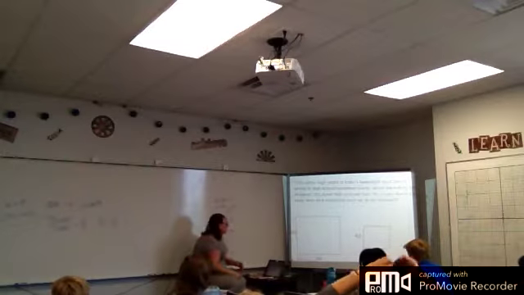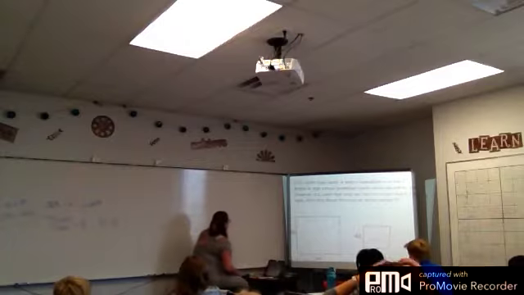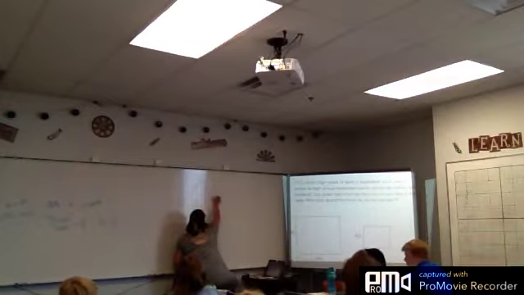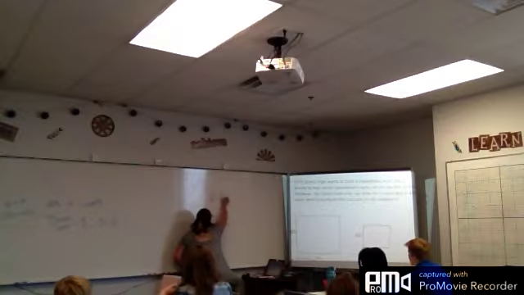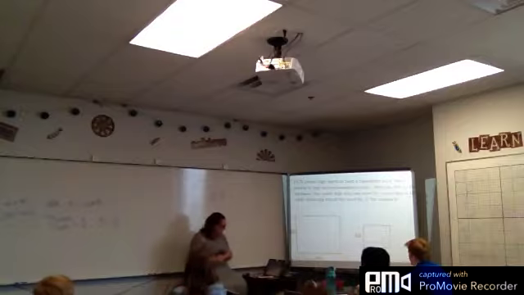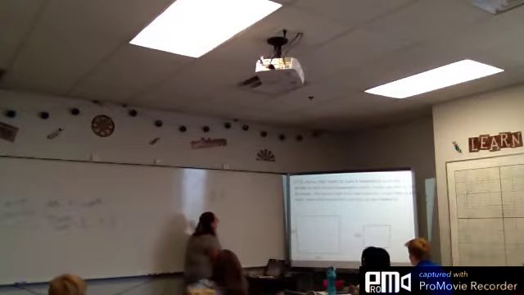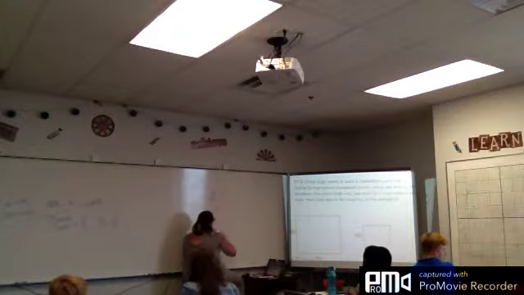Proportion. 50 over 84 equals 42 over x. Okay, you want to do 50 over what? 84. 50 over 84 equals 42 over x. Now, when you cross multiply, you get 50x equals 3,528.